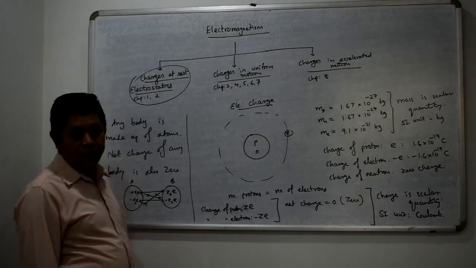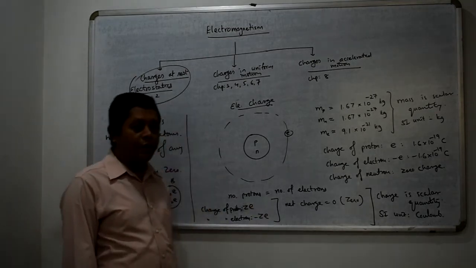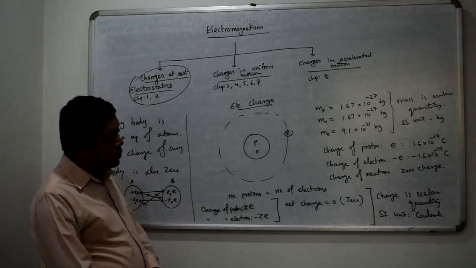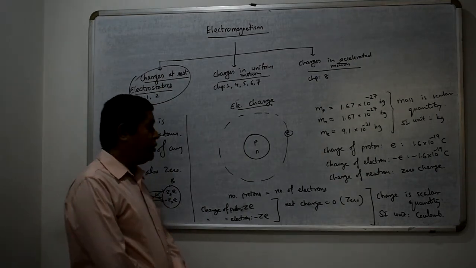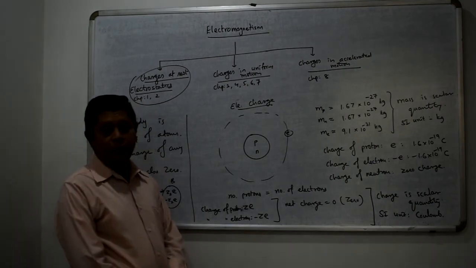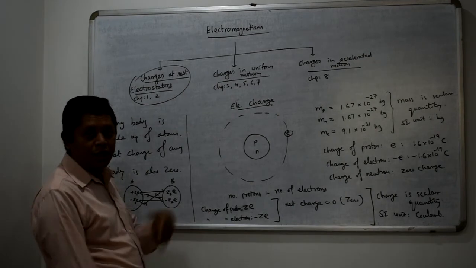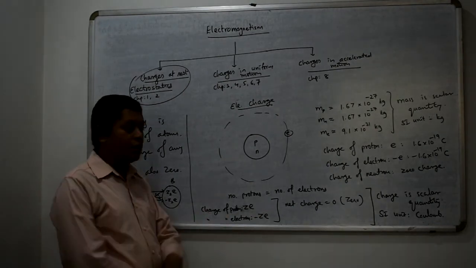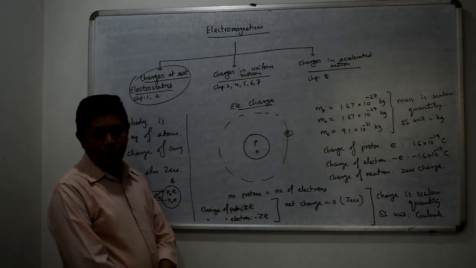If you want to see the effect of this electrostatic force, then the body must be a charged body. And how can you make a body charged? Can you create a proton in the body, or create an electron in the body, or destroy it? It is not possible. What you can do is give electrons from one body to another, or take the electrons out of the body and give them to another body.